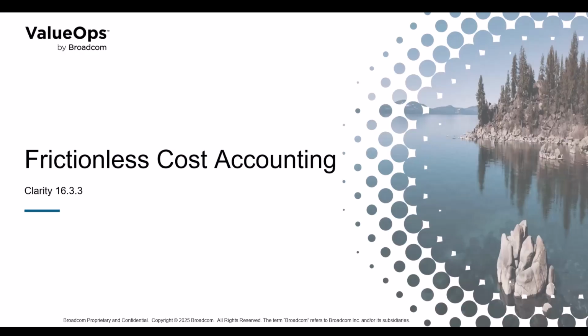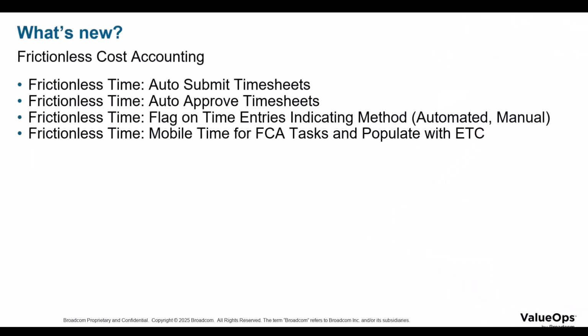As part of this session, we will be going through the enhancements made to frictionless cost accounting. As part of the 16.3.3 release, we introduced a job to auto-submit timesheets, a job to auto-approve timesheets, the ability to identify whether a time entry method is automated or manual in timesheets, the ability to work with FCA tasks, and populate timesheets from assignments using ETCs from the mobile version of Clarity.